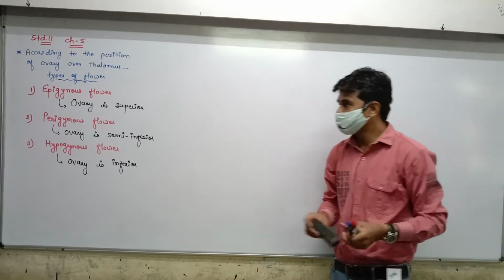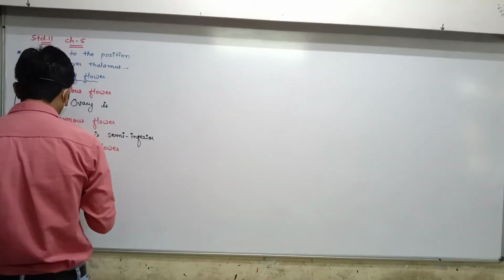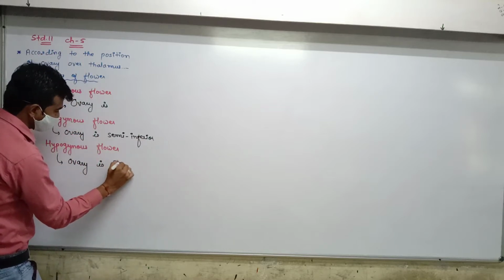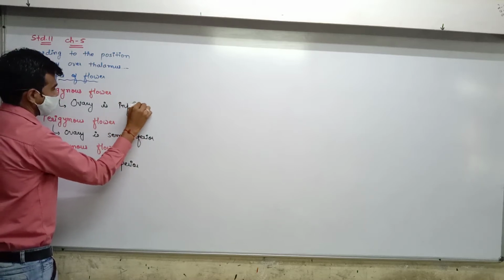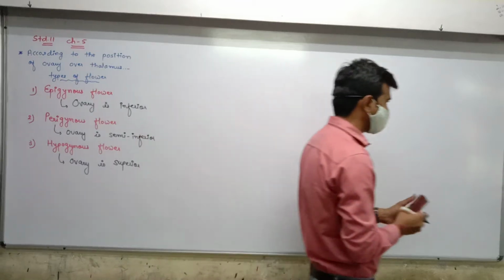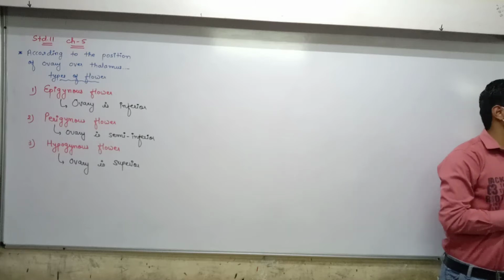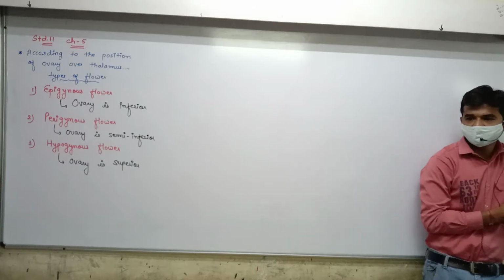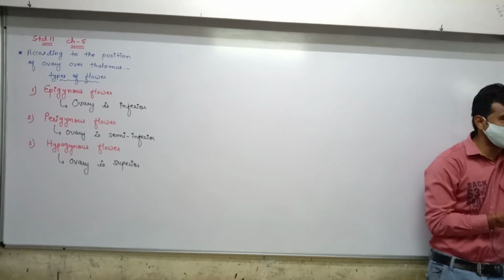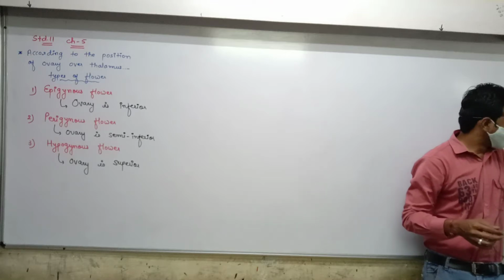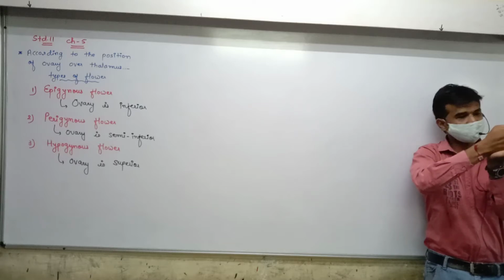Here understand that opposite words are there. Hypogynous flower, sorry, my mistake. Generally, according to the word hypo, we think of below, but here it is the opposite way. Hypogynous flower means the ovary is superior. So the ovary is superior over the thalamus, known as hypogynous flower.